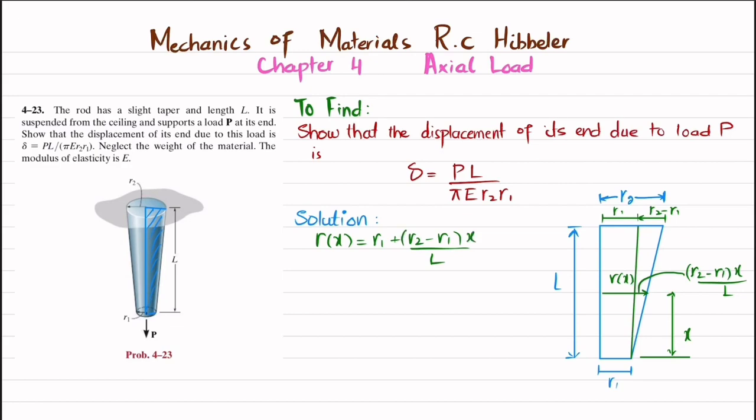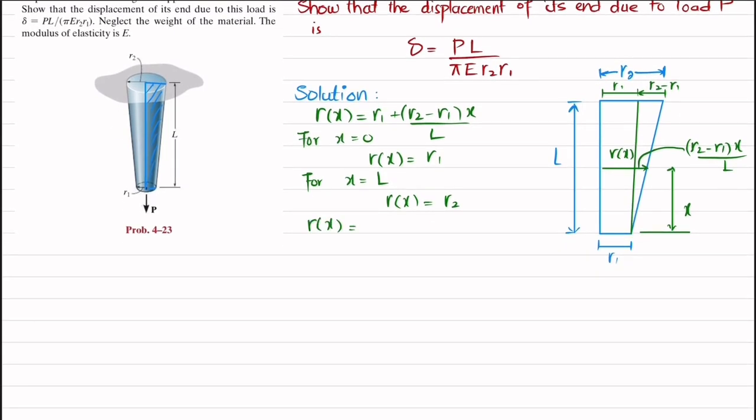So I will write R2 minus R1 divided by L multiplied by x. Now, for a check, you can put x equal to 0. When you put x equal to 0, this term will be equal to 0 and r of x will be equal to R1. Now for x equal to length L, if you put x as L and calculate it, you will get r of x equal to R2. It means that our function r of x is correct. So the radius depends upon the length; at any distance x you can find the radius. Now if you further simplify this r of x by taking the LCM, it will be equal to R1 times L plus R2 minus R1 times x, divided by L.